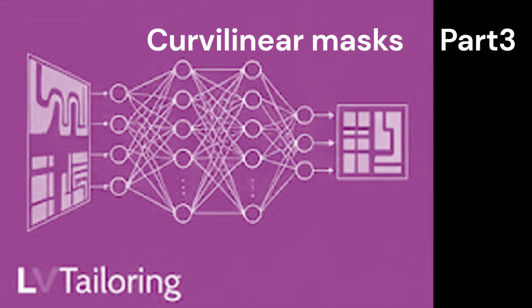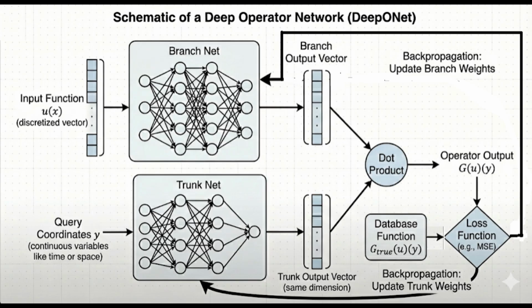Curvilinear masks, Part 3. Welcome back to Part 3 of our Curvilinear mask series, where we transition from theoretical DeepONet architectures to practical lithography demonstrations. We began our practical validation by synthesizing a baseline dataset simulating a standard 193 nanometers immersion process with a 1.35 numerical aperture. While production environments require highly complex physical simulators like Hopkins TCC or Maxwell solvers, we utilized a simplified forward model to quickly validate the network's learning feasibility.